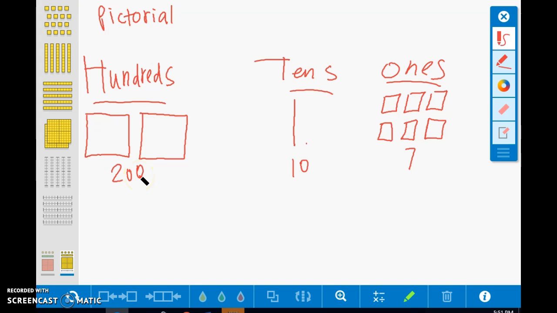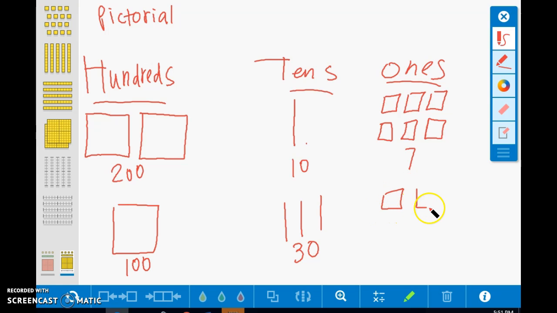The next number again was 134. He read 134 pages the following week. So we only need 1 square, which is 100. 3 tens gives us 30. And 4 ones. Okay, that is the pictorial part. In order to finish this problem now, we'll move on to the abstract part.